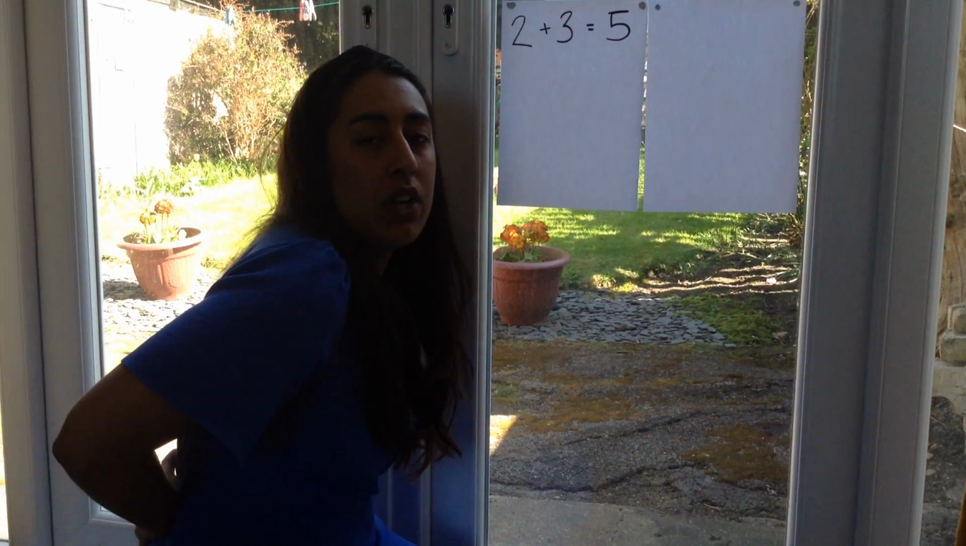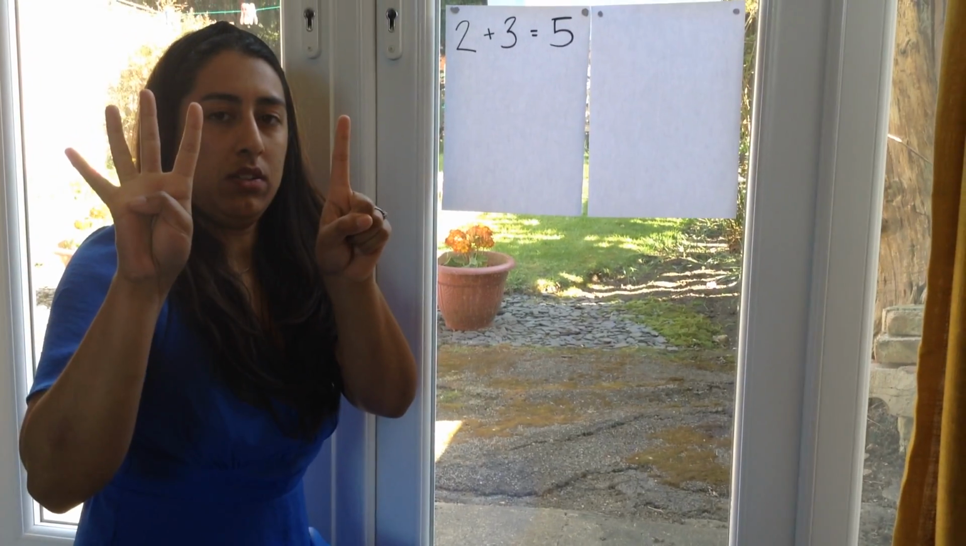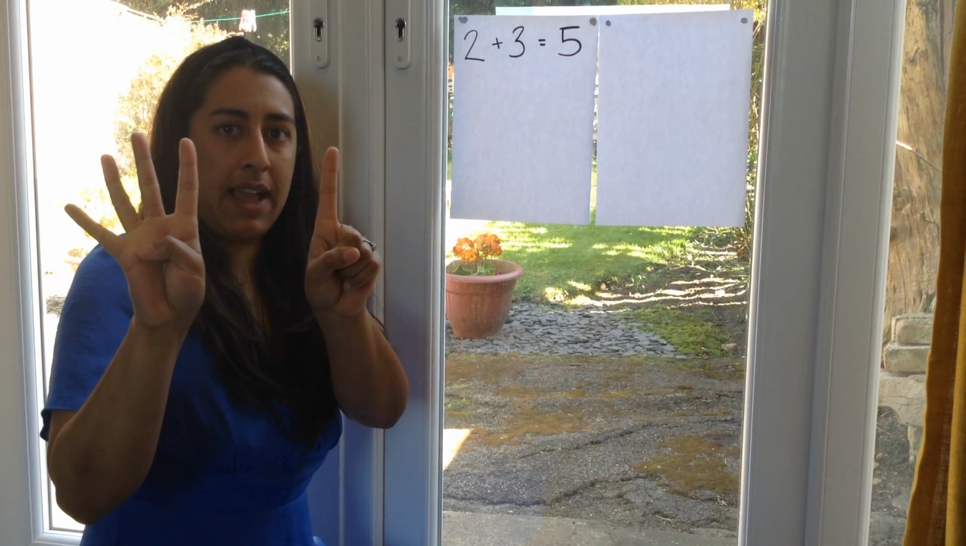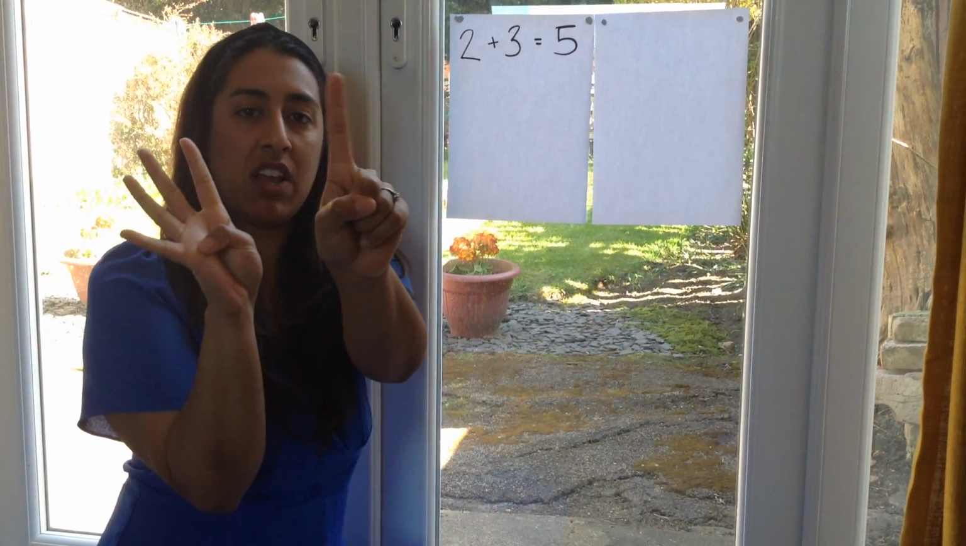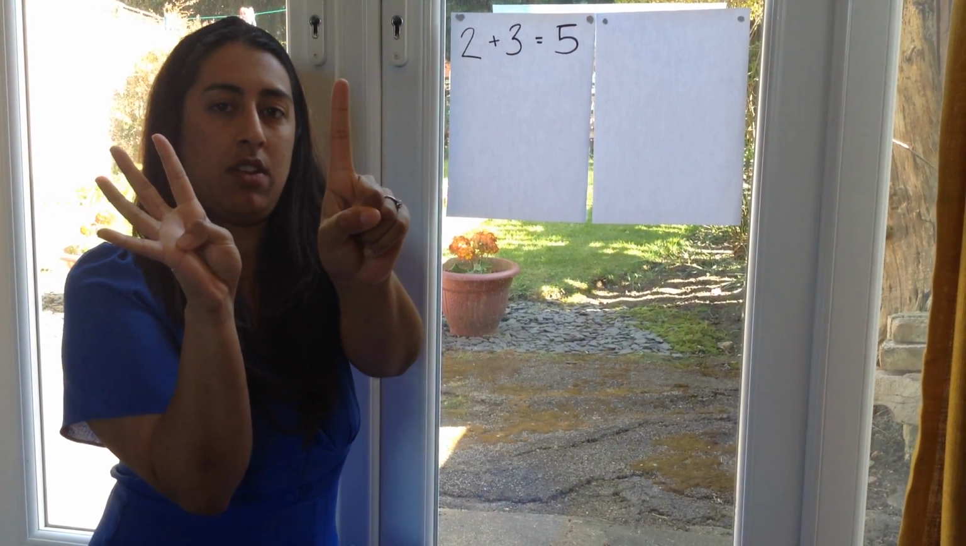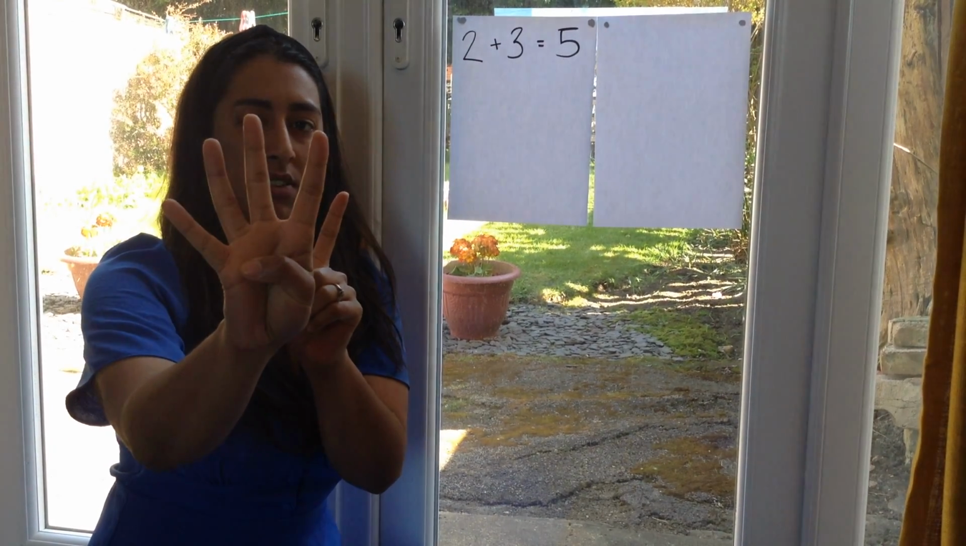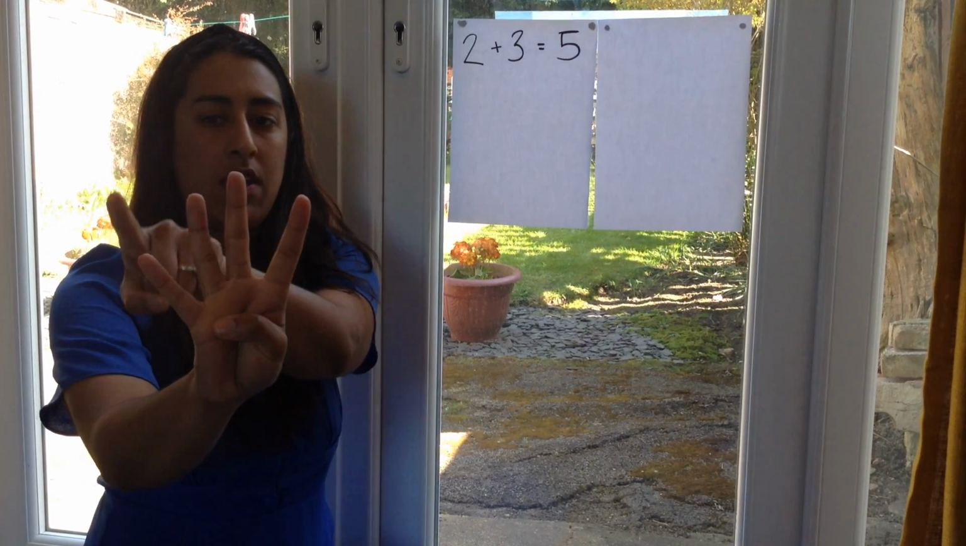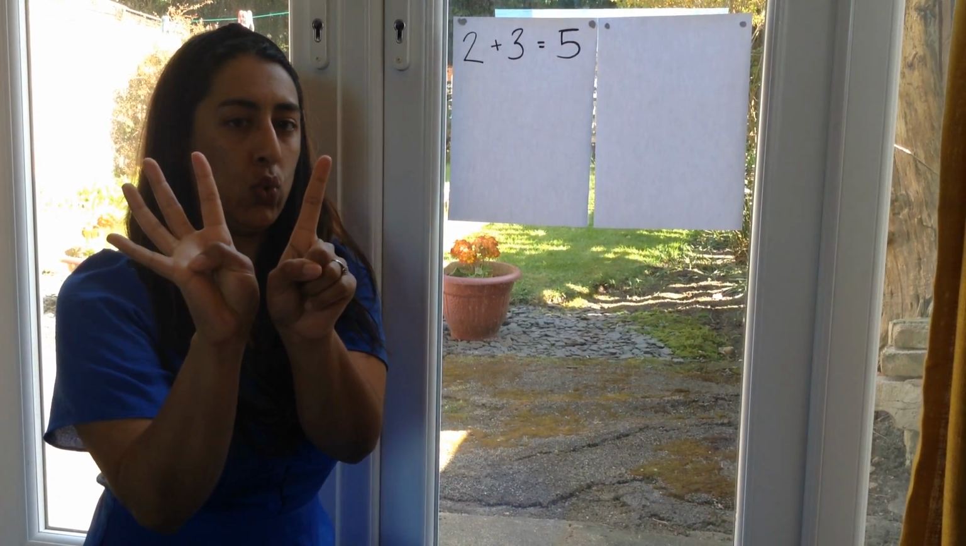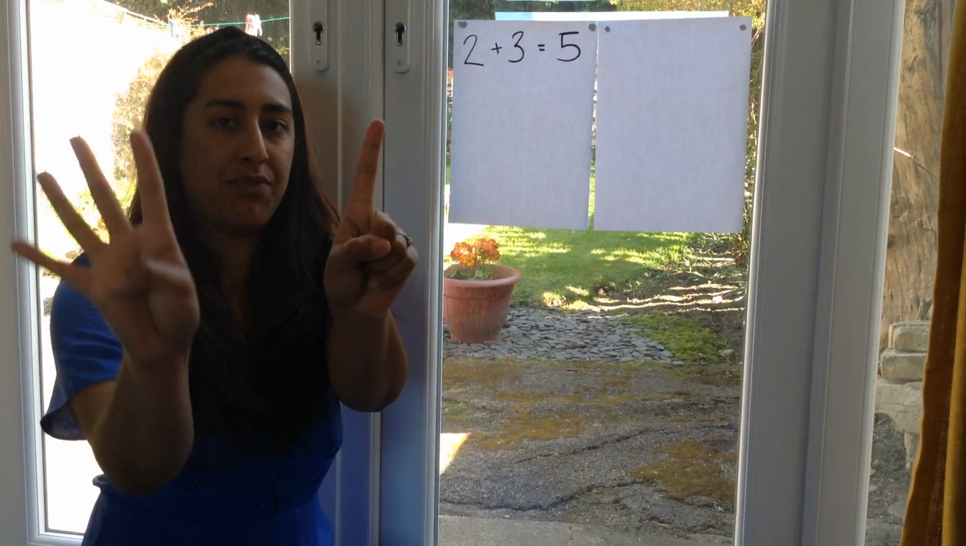So wiggle, wiggle, wiggle, magic fingers behind my back. Ooh, what have I got this time? I've got, how many fingers on this hand? I've got 1. How many fingers have I got on this hand? 2, 3, 4. Ooh, so 1 add 4.